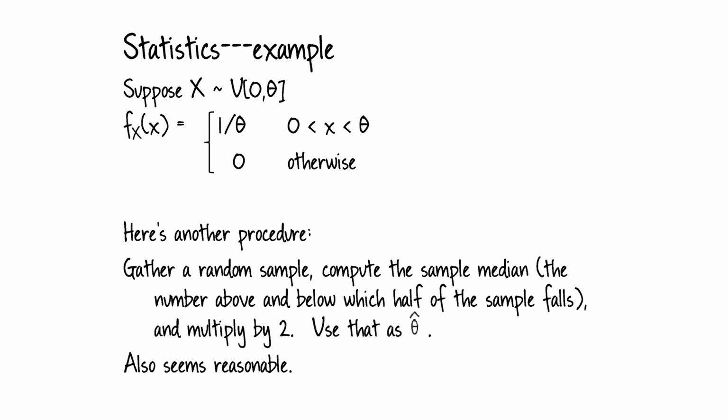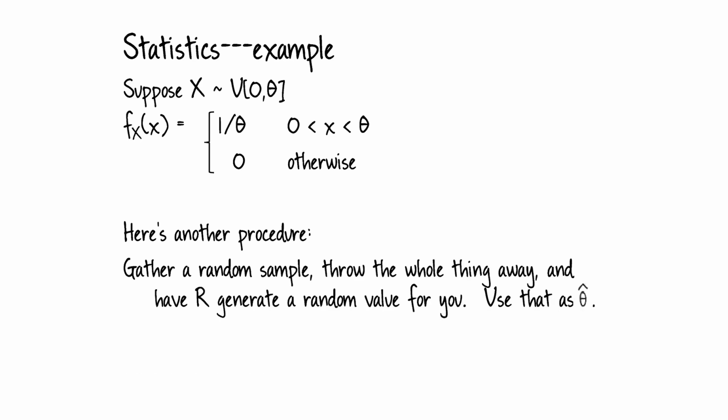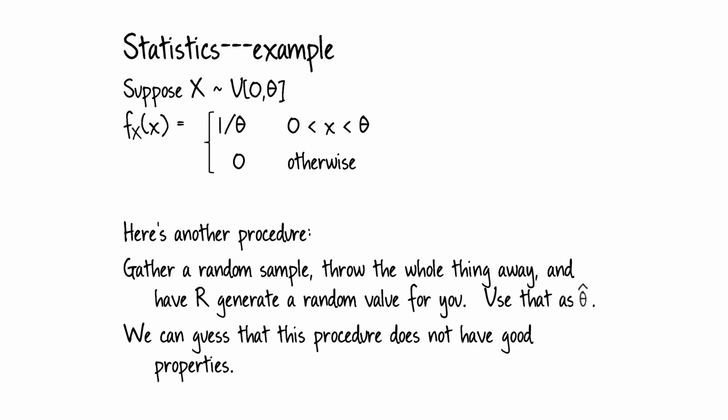Here's another procedure. Gather a random sample, throw the whole thing away, and have R generate a random value for you. Use that as theta hat. What do you think? No. So we can guess that this procedure does not have very good properties, right? And in fact, we can prove that it doesn't. I think we probably won't bother to, but we can.